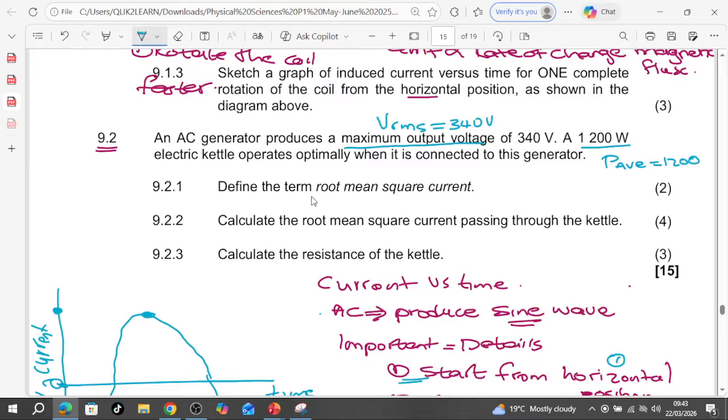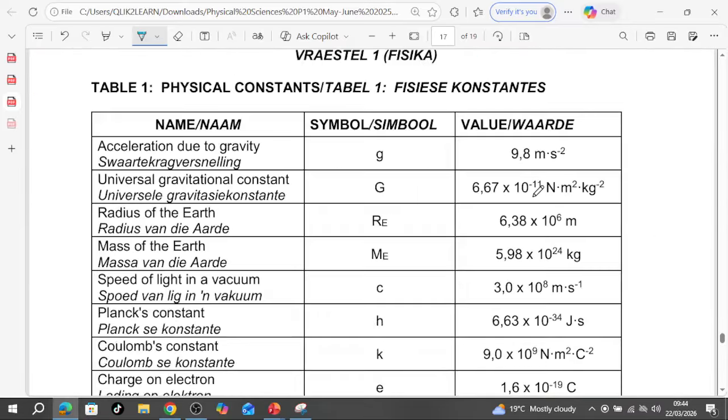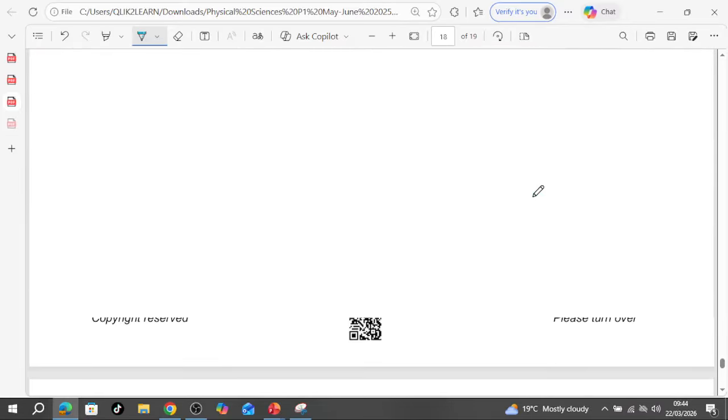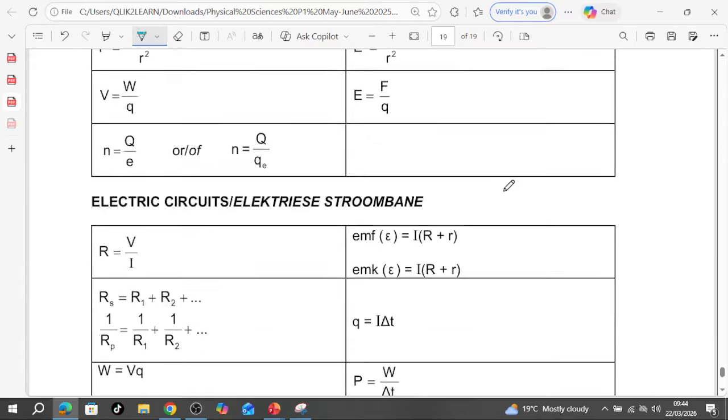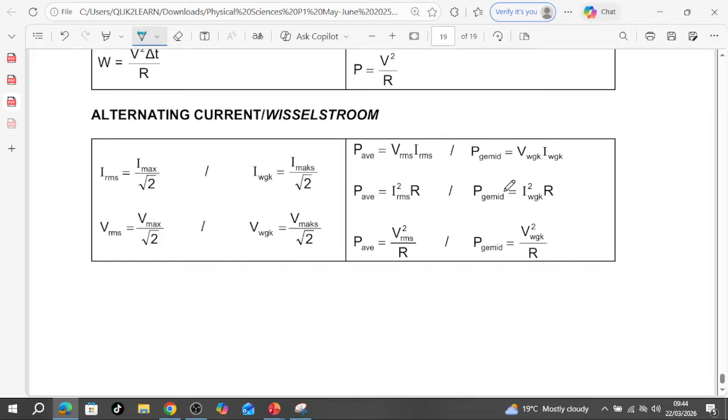The first question says define the root mean square. Find that on your answer sheet, guys, on your exam guideline. On 9.2.2, they want us to calculate the root mean square current passing through the kettle. So we are not even far from the formula sheet. I'm just going to scroll down. The question says find the root mean square, so that is what they are looking for. What was the question?